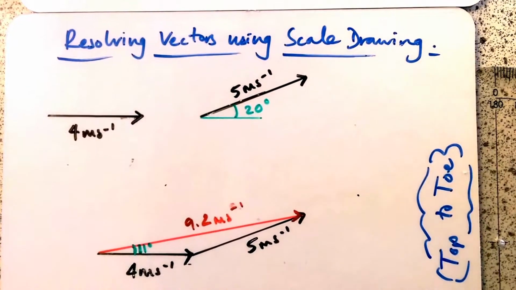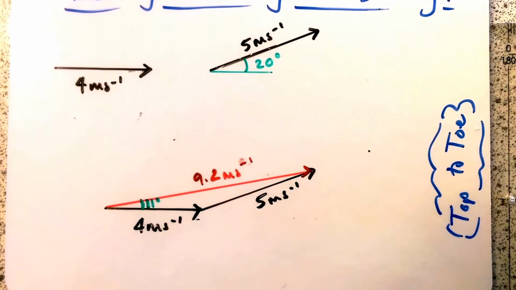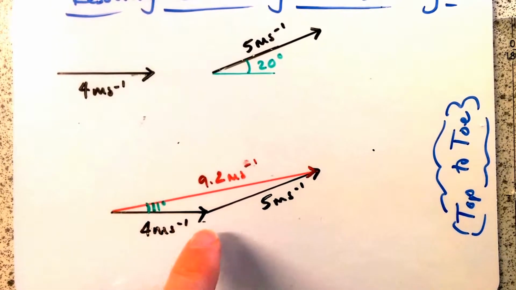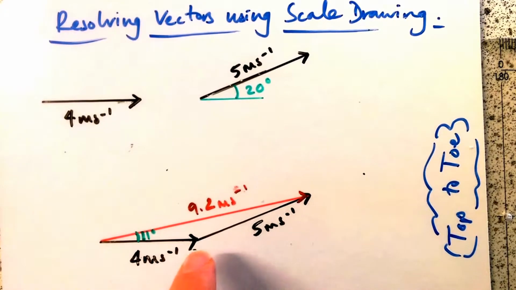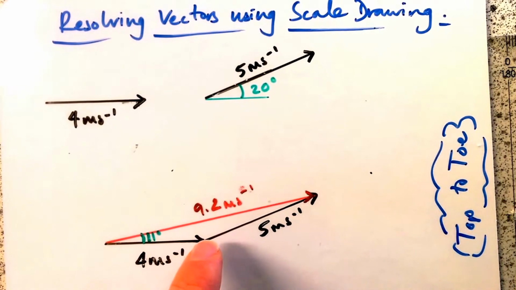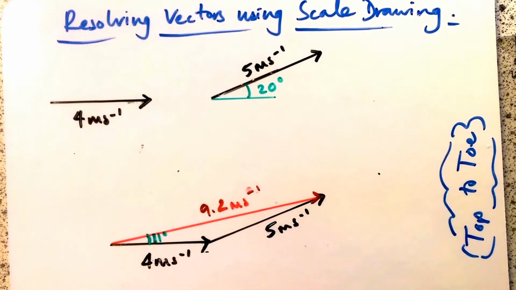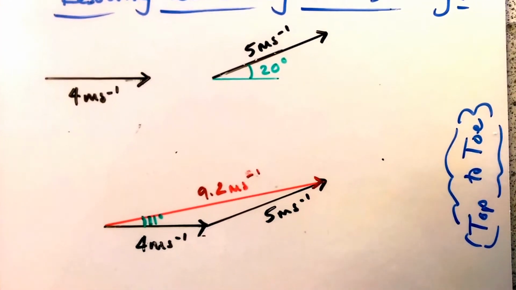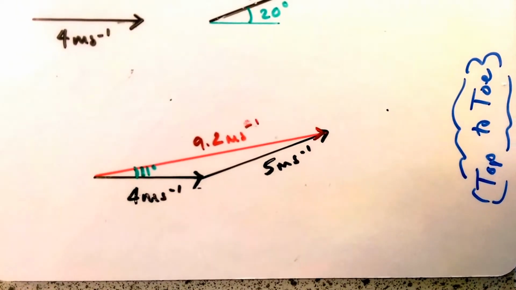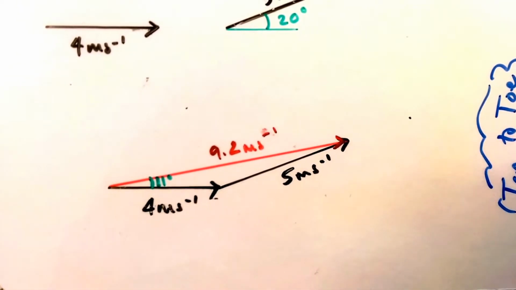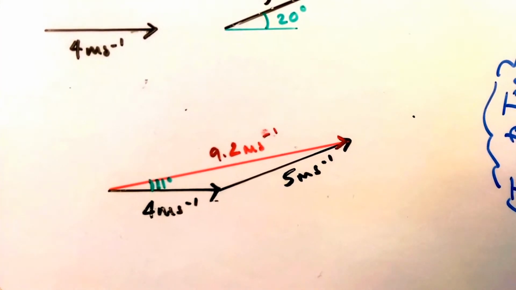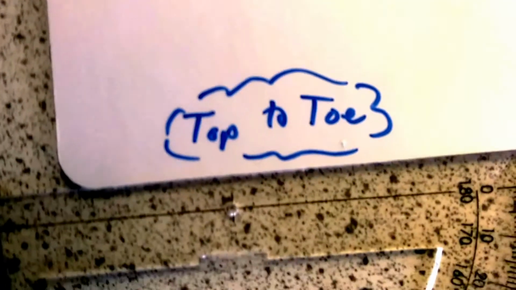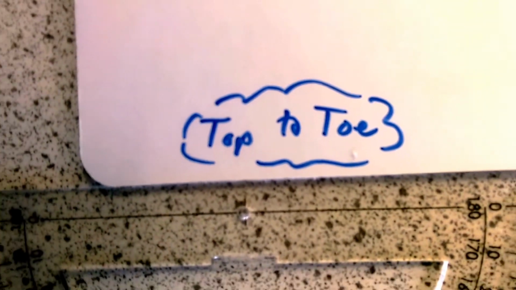And what I do, I just remember to combine the vectors top to toe. So I draw out the 4 centimeter one, 4 meters per second one, and then with a protractor add the next one on from its toe at the top of the last arrow. And the red arrow there is the resultant vector. And I measured that with a ruler, it's 9.2 centimeters, so it's 9.2 meters per second. And I measured the angle with a protractor, and that was 11 degrees. So that should be pretty easy. Just remember, scale drawing, you need to combine the vectors top to toe.